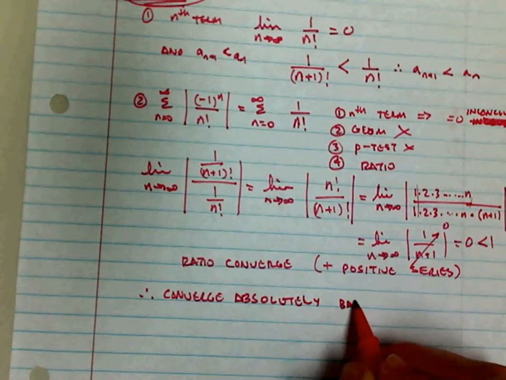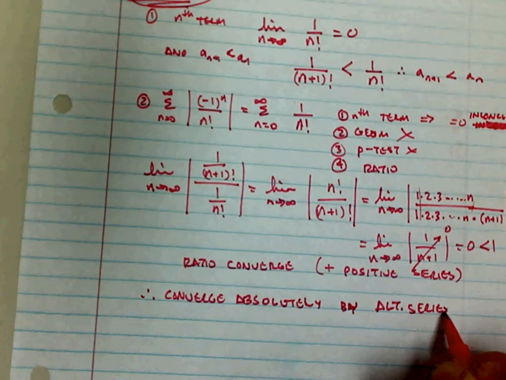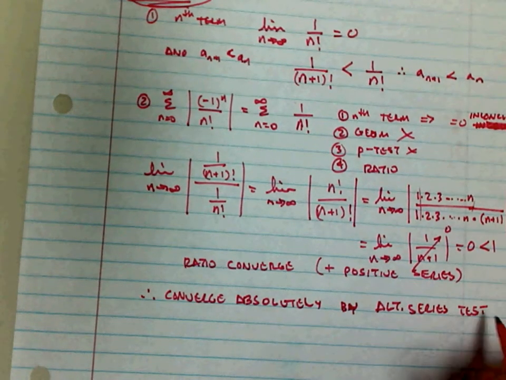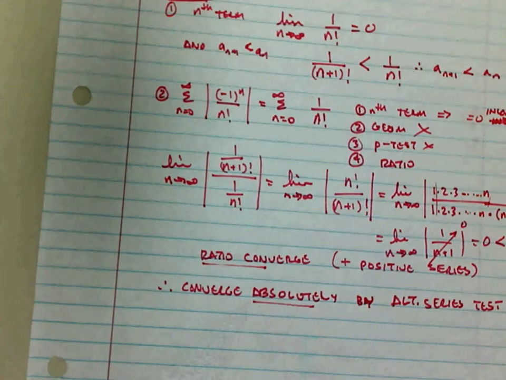By our alternating series test. And our alternating series test used the ratio test to prove this absolutely so. Since the positive series converges and the alternating series converges, the alternating series converges absolutely. Let's take a look at number 9.